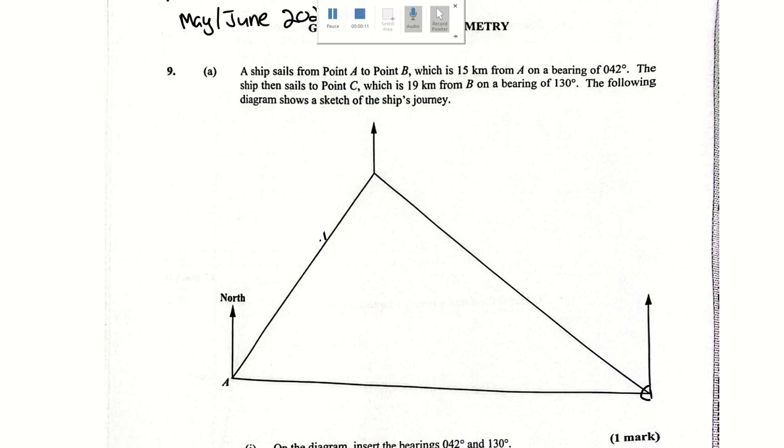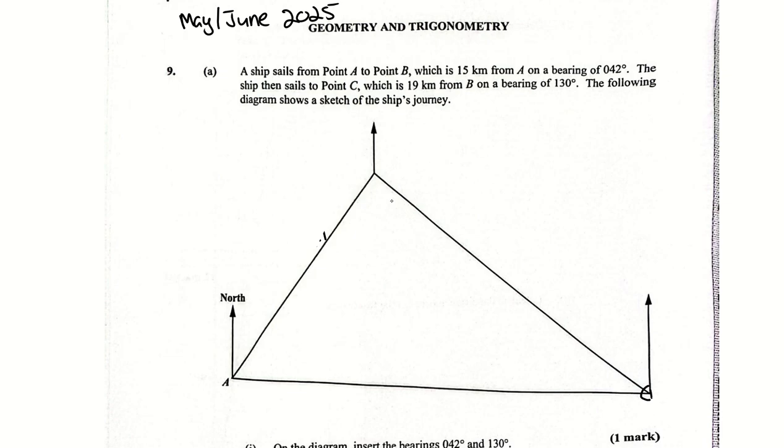So today we will be doing May-June 2025, number 9. The question says, a ship sails from point A to point B, which is 15 kilometers from A on a bearing of 042. The ship then sails to point C, which is 19 kilometers from B on a bearing of 130. The following diagram shows the sketch of this journey.